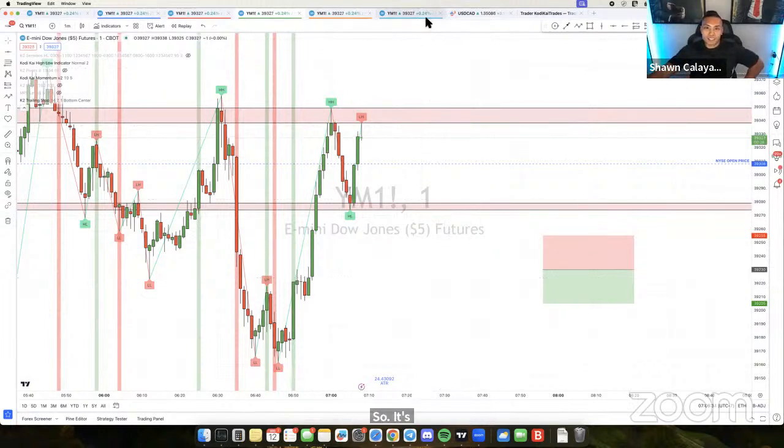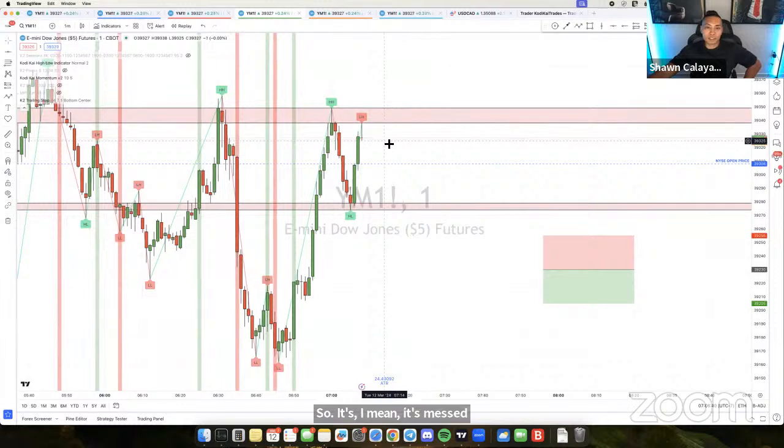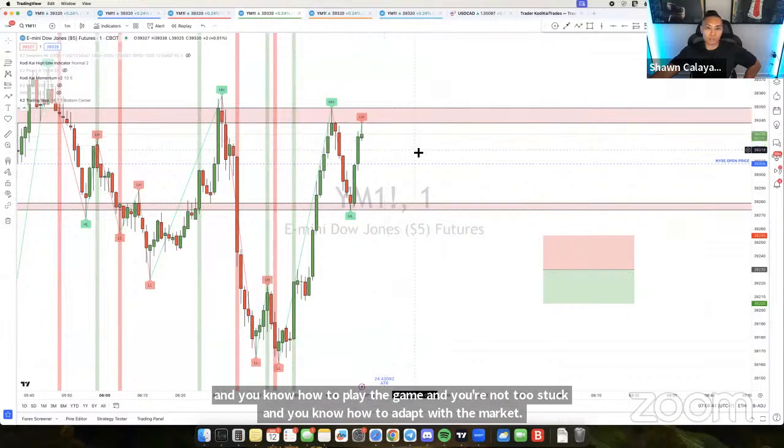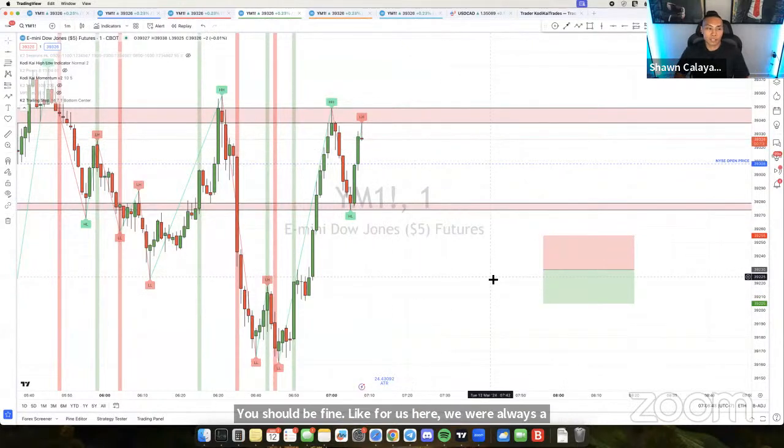So it's a messed up game, but as long as you know how to play the game and you're not too stuck and you know how to adapt with the market, you should be fine. For us here, we're always adapting with the market. If the strategy doesn't work as well, then we make small changes to the strategy where we hope that they can't follow us.